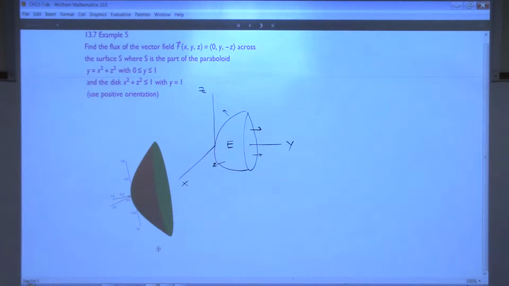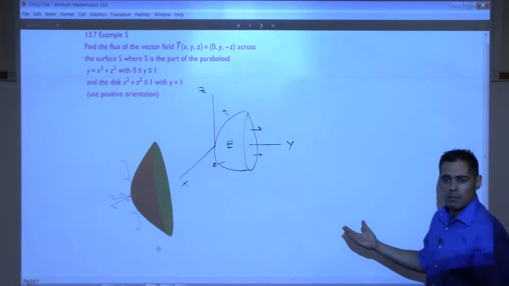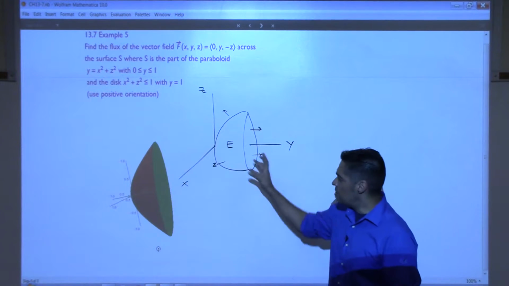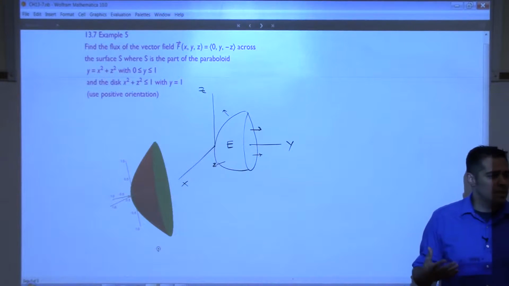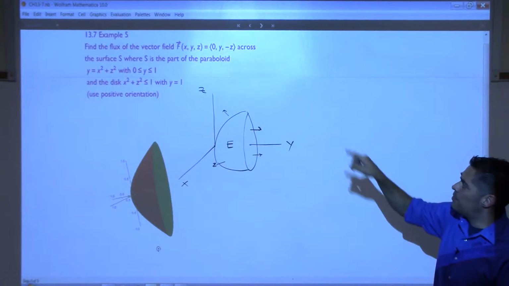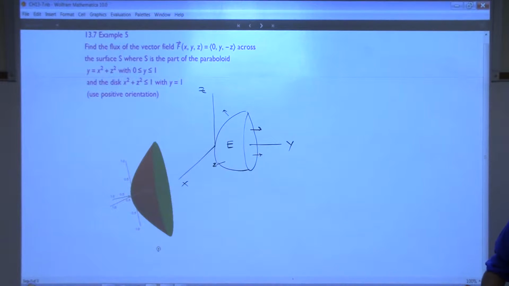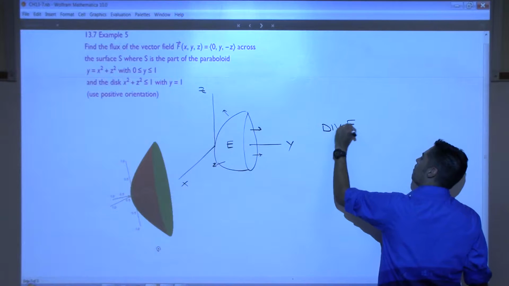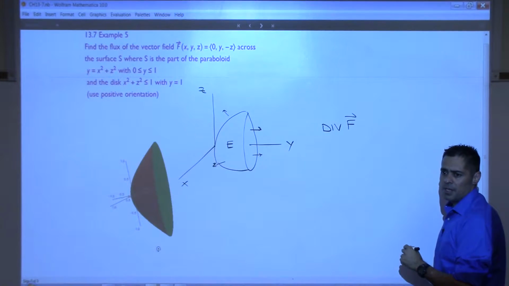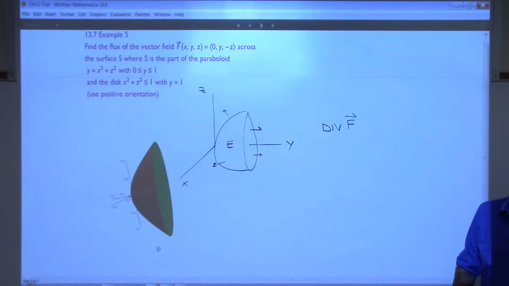But this looks like we can do the theorem. We have a solid enclosed by the surface, and the normals are pointed outward. We just have to make sure that the derivatives of our vector field are nice. So let's look at the div of F, because the divergence theorem tells us we're going to need to take a triple integral of the div.